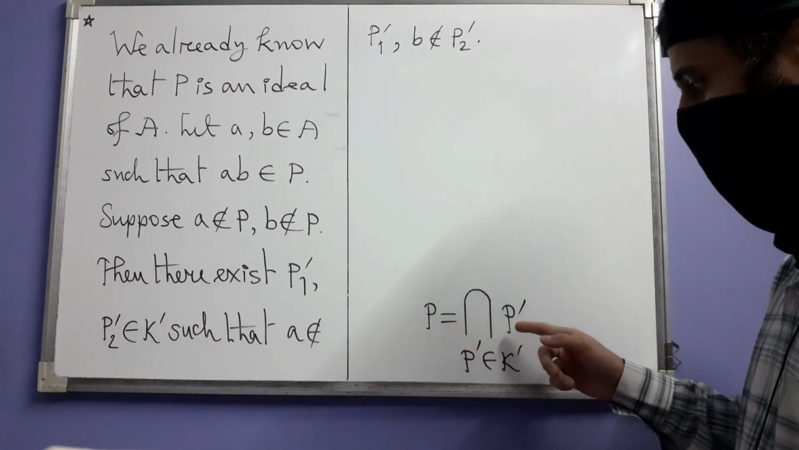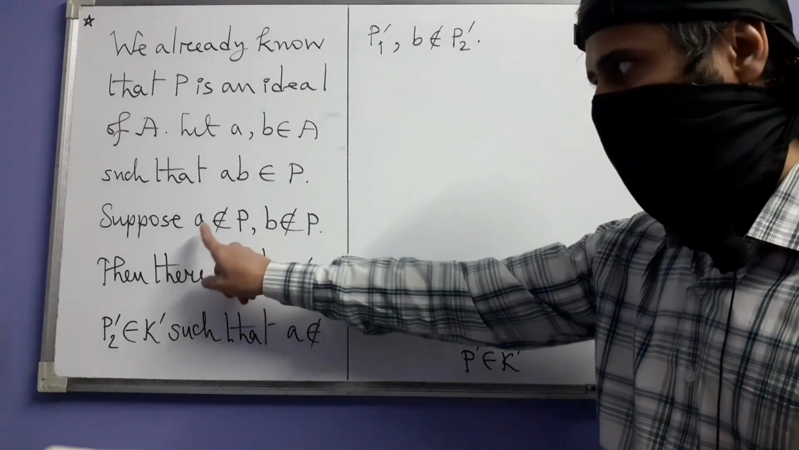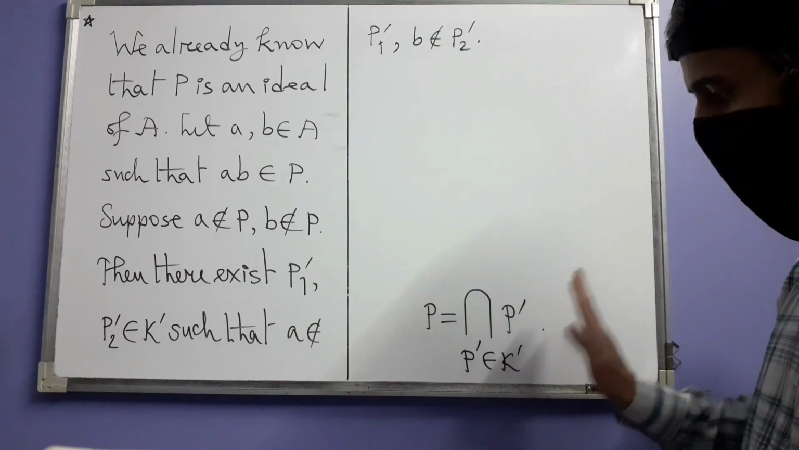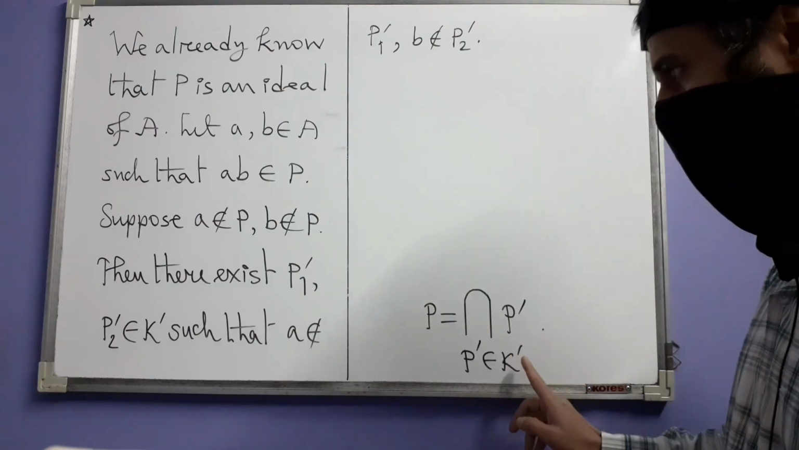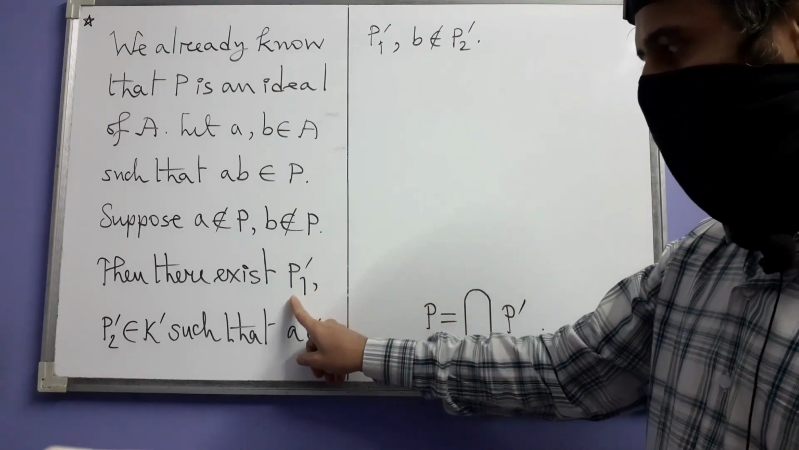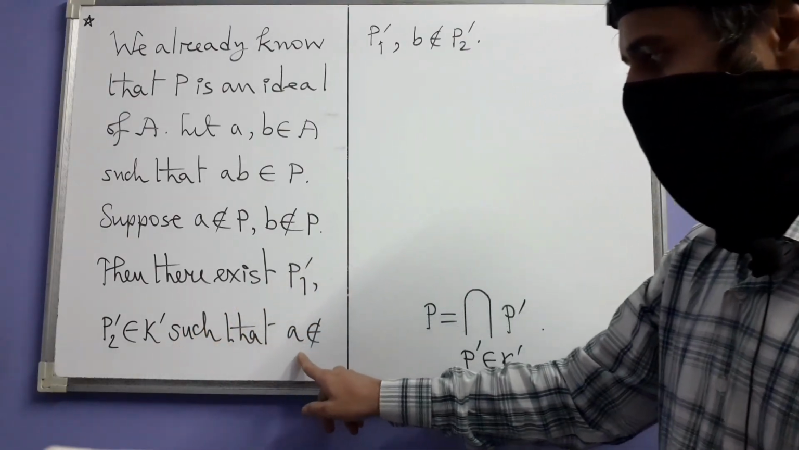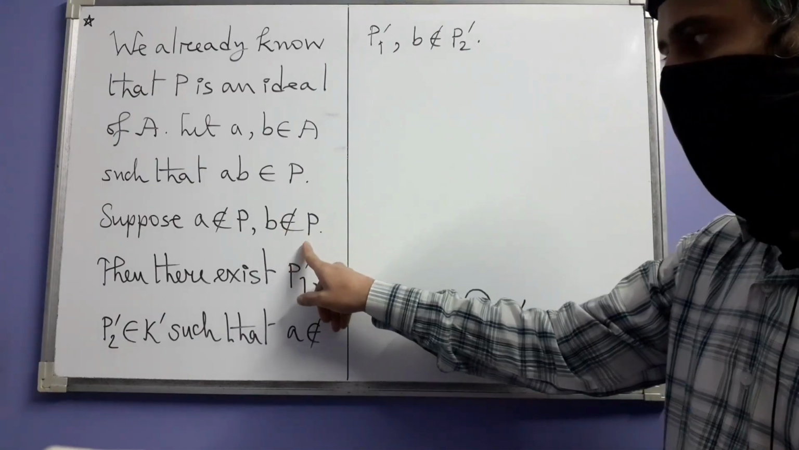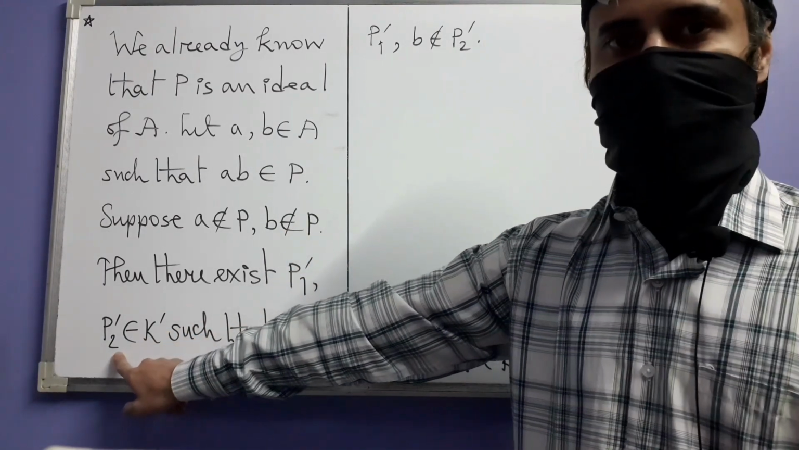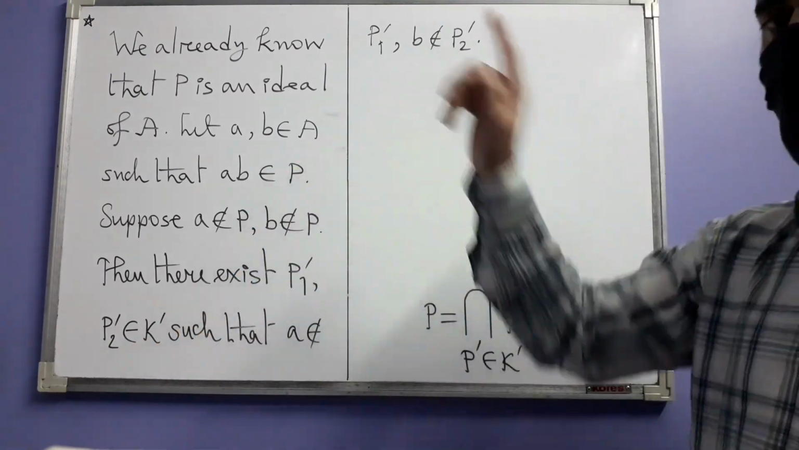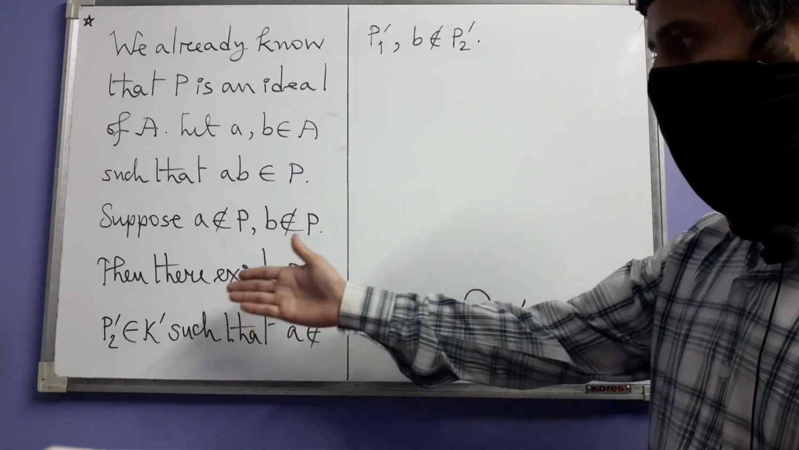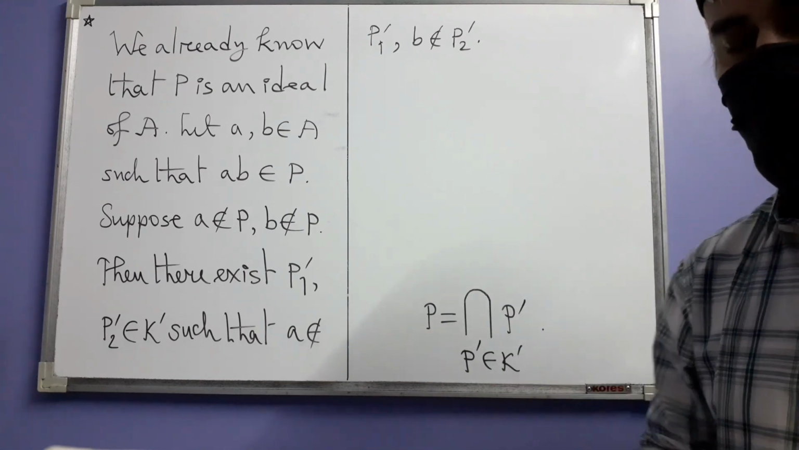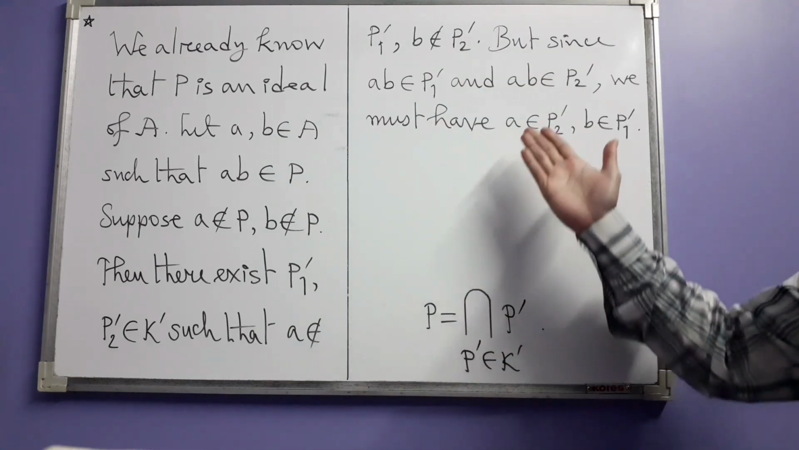Because P by definition is this intersection, A not being an element of P means that A is not in at least one P prime coming from K prime. So there exists a P1 prime in K prime such that A is not inside P1 prime. Similarly, because B is not in P, there is some P2 prime in K prime which does not contain B as an element. This P1 prime, P2 prime may be same, may be different, we don't really know, but they exist. Next, let us see this line.